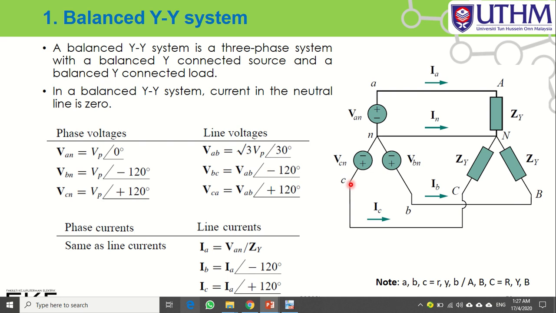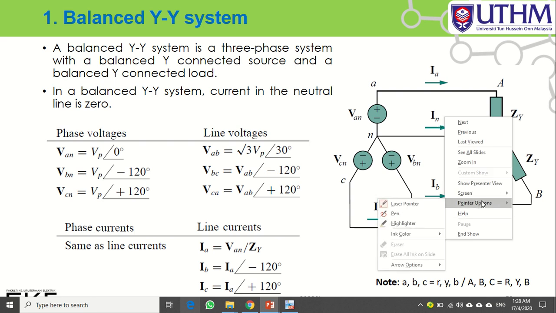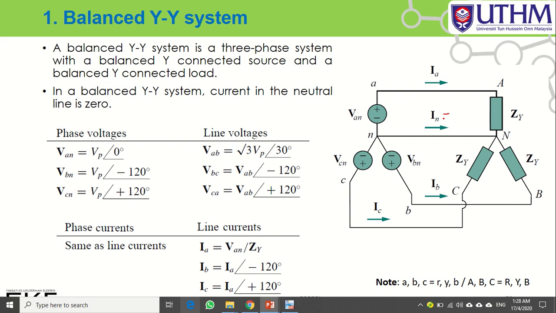Okay, so in balanced Y-Y system, the current in the neutral line is zero. The main characteristic of the balanced system actually is IA plus IB plus IC equal to zero, IN equal to zero. This is the special characteristic of the balanced system. If you calculate IA, IB and IC to check your answer is correct or not, you just sum IA plus IB plus IC, and if you got 0, it means that your calculation is correct. Easy to check. Important point: the neutral current equal to 0.